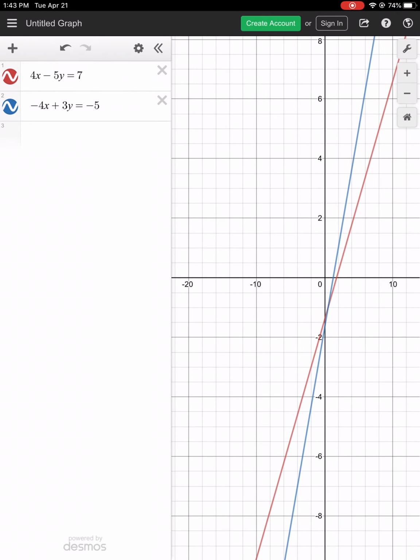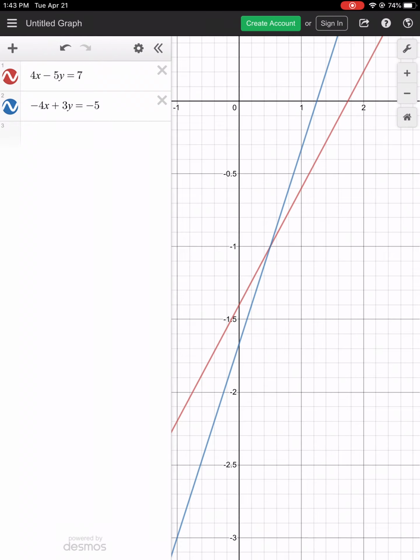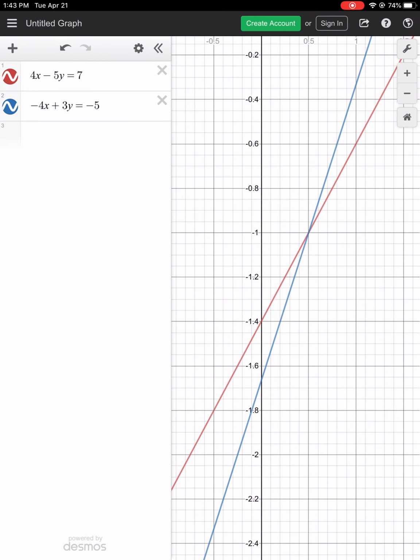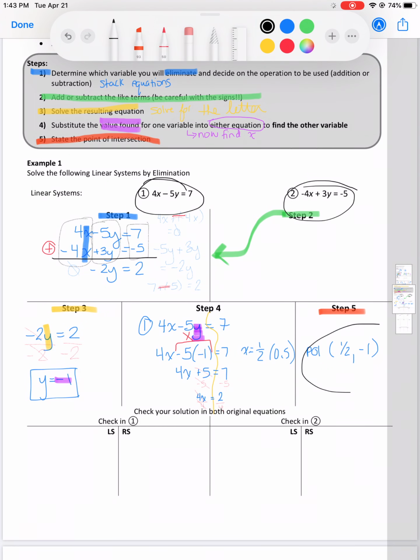If we zoom in, and if I push on the middle, Desmos is pretty good for reading where we need to graph. There's our point of intersection, 0.5 and negative 1. And look at that. That's exactly what we did. Oh, so good. Okay, I'm going to do it one more time.